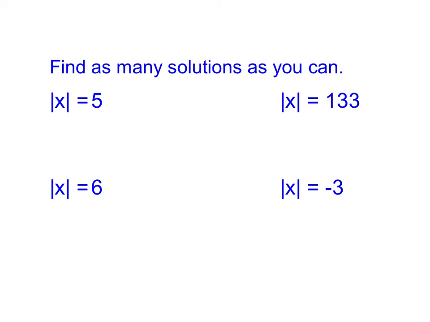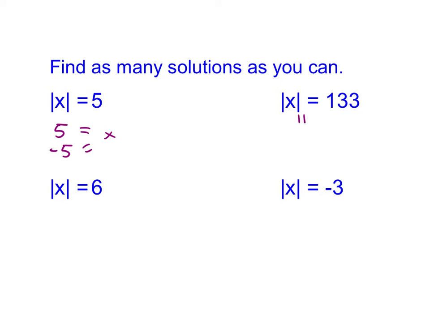I think the first solution is pretty straightforward. It should be 5. The absolute value of 5 is 5. But there's a second one. What would the other value be? Yeah, the absolute value of -5 would also be equal to +5. So I've got 2 different values that x could be. x could be equal to 5, or it could be equal to -5. Both of those work to make that distance of 5.